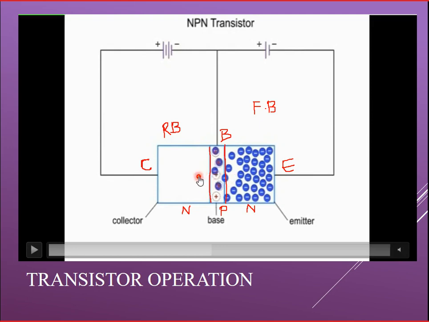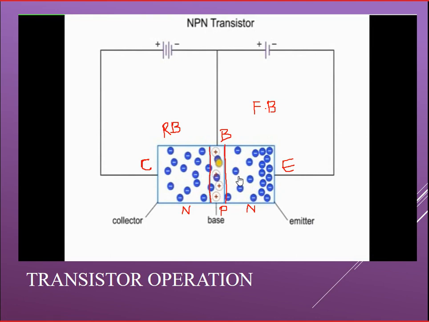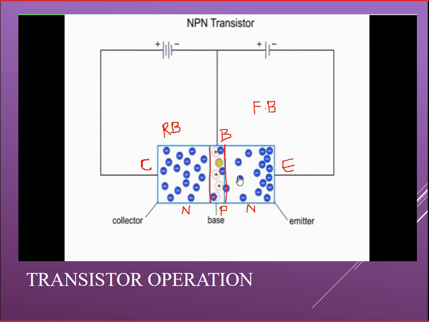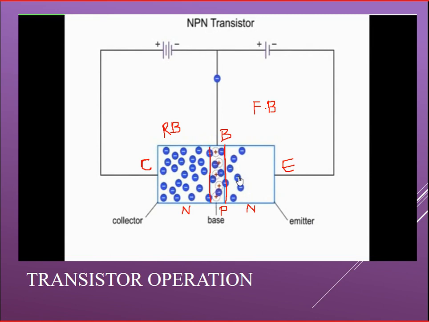So the electrons from the emitter will cross the first junction, and very few electrons will recombine with the base, and the majority of the electrons will cross to the collector. So that is the operation exactly. Let me play the animation. So the electron is coming, and you can see the yellow color indicating it is recombining. Very few electrons become recombined, and all the remaining electrons are moving towards the collector.